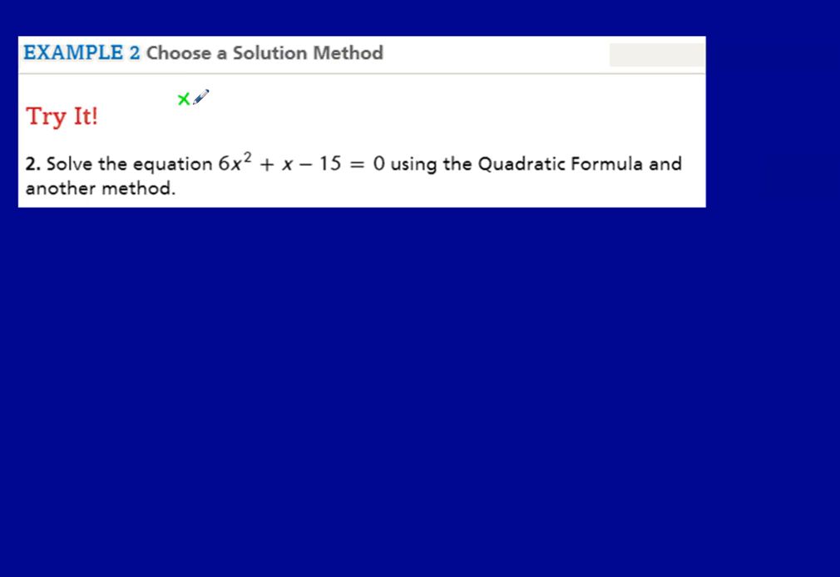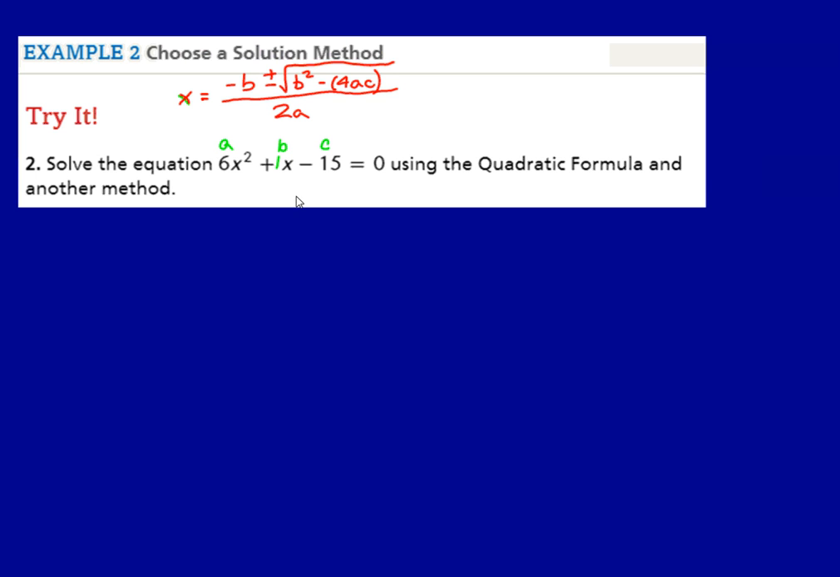It's x equals negative b plus or minus the square root of b squared minus 4ac all over 2a. That's the quadratic formula. So let's use that now. Here's a, here's b, and here's c. A is 6, b is 1, and c is going to be negative 15. The sign before the number stays with the number.